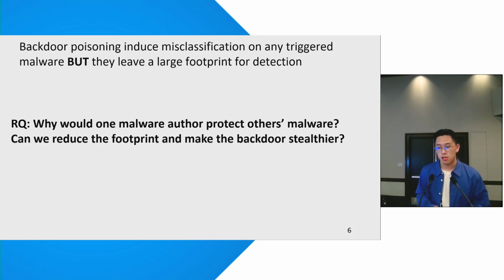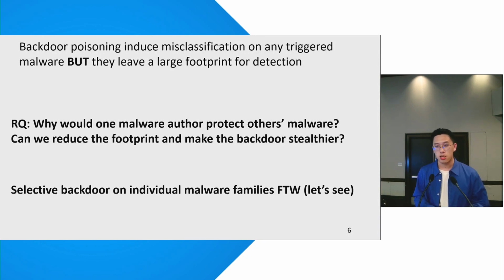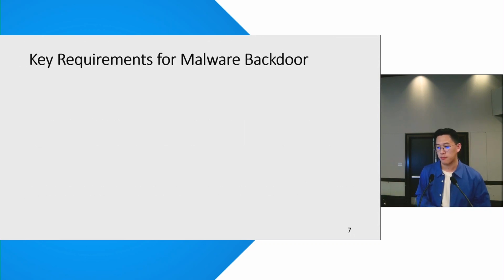However, in practice, why would one malware author try to solve one trigger that works for everybody's malware? What if this malware author only wants to protect his or her own malware? Can we reduce this footprint by making the backdoor stealthier? Here we propose a selective backdoor on individual families.